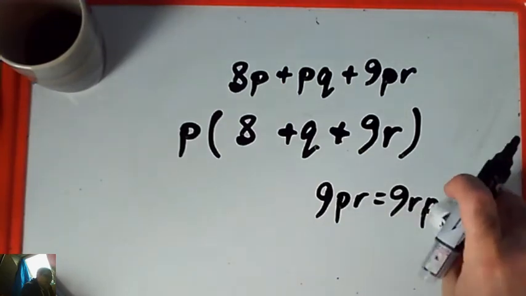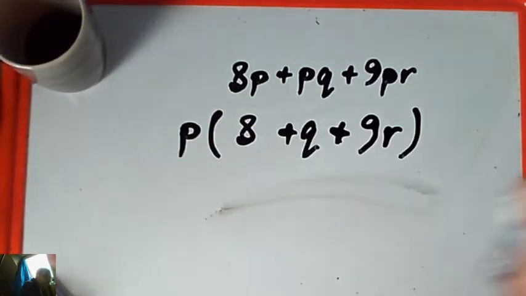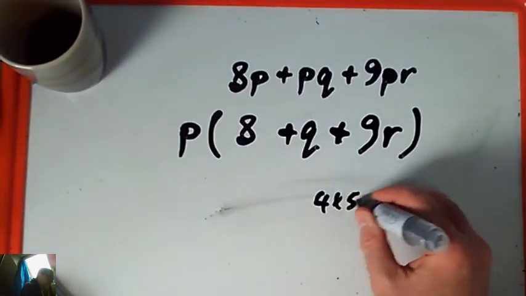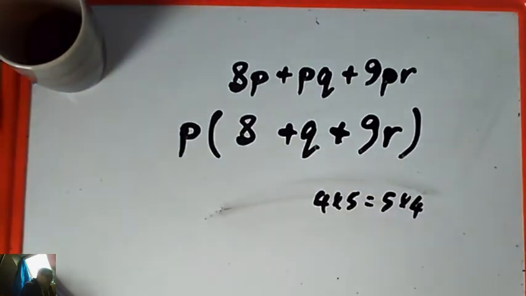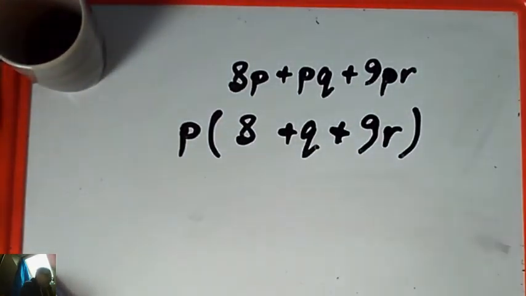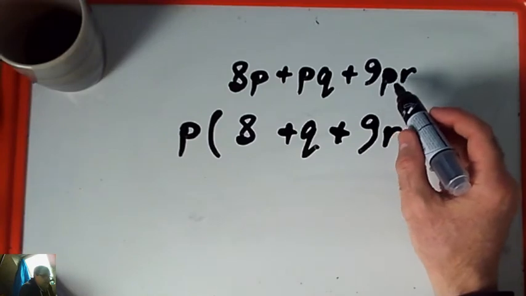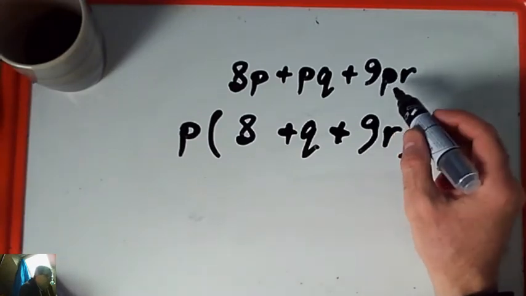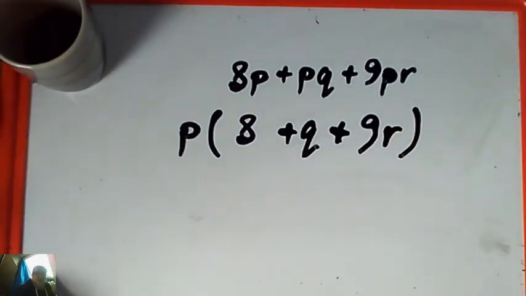9rp are the same thing, just in the same way that 4 times 5 is the same as 5 times 4. So, you know, by convention, you write things in alphabetical order. So that says 9pr, but if it said 9rp, it would mean exactly the same thing. So anyway, I'll fill that in on the iMaths. p brackets 8 plus q plus 9r, and then on we go to the next one.